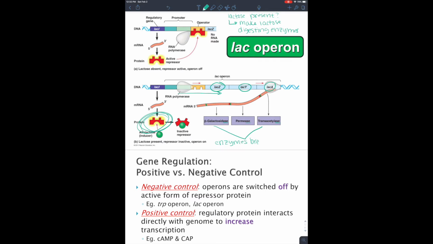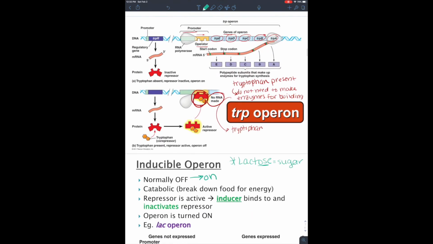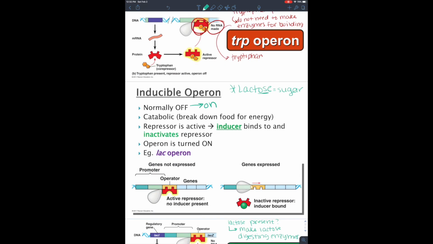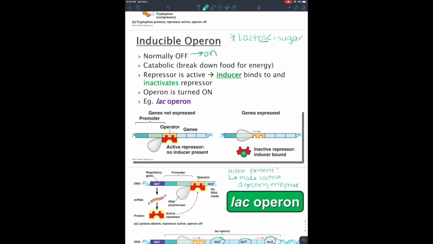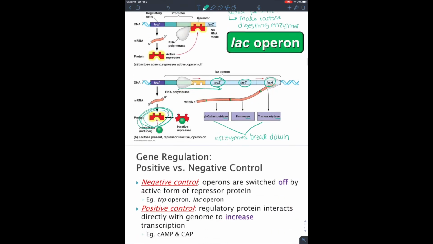So, real quick, lactose is present. I need to build the enzymes necessary for breaking it down. I'm going to turn that whole operon on so that I can start getting to work making those enzymes that are going to be responsible for breaking down that lactose. The opposite was true in that tryptophan. I had tryptophan already present. I didn't need my body to make more of it, so we're going to turn that entire operon off. So repressible, turns off. Inducible, we're going to turn on. Two different situations, two different results.